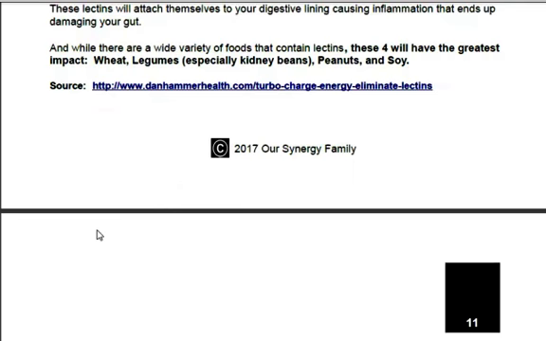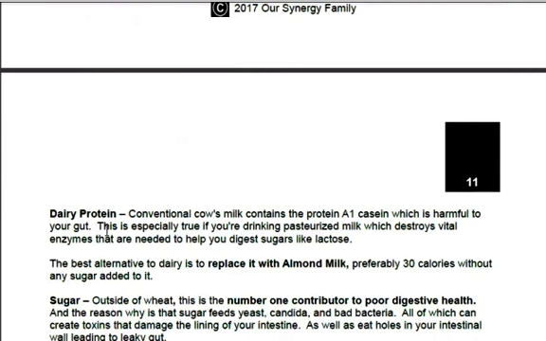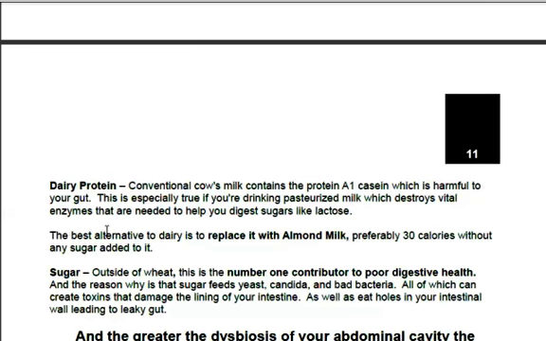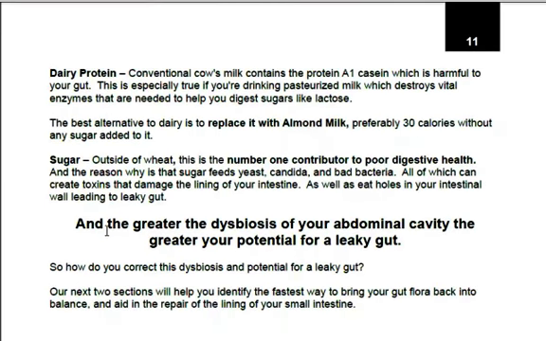And then as we go down through here, we talk about dairy protein and how a very simple switch to almond milk can solve that issue. And then we talk about sugar. And then we have a statement: the greater the dysbiosis of your abdominal cavity, the greater your potential for a leaky gut. So the more that their abdominal cavity is screwed up, the more that you're going to experience leaky gut, which means that you're going to experience more inflammation throughout your whole body, because you're getting stuff into your bloodstream that doesn't belong there, and your immune system is going to attack it, create inflammation. And because you have a leaky gut, that problem goes on all the time.